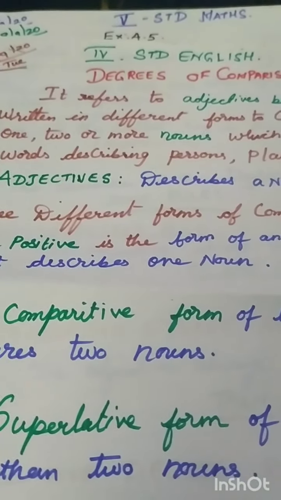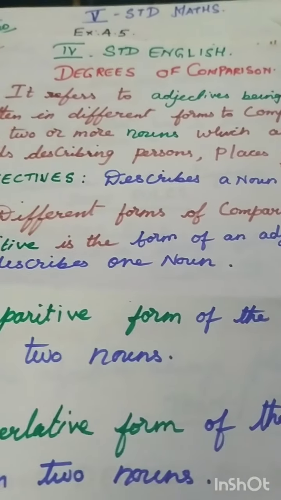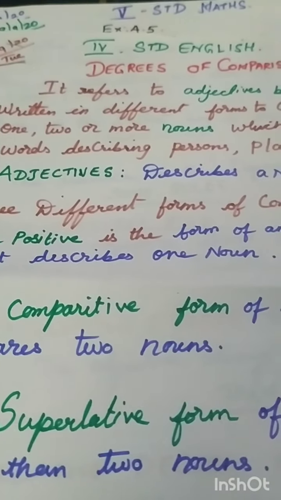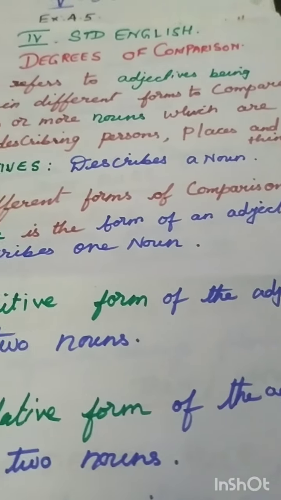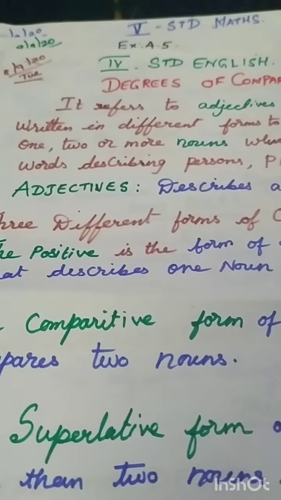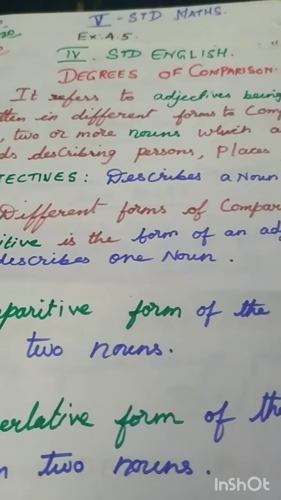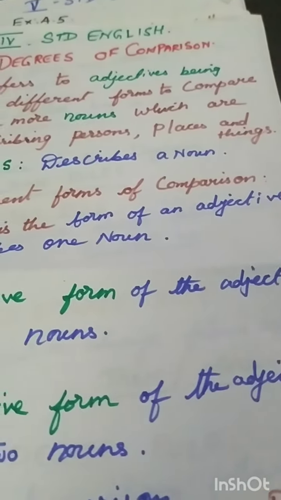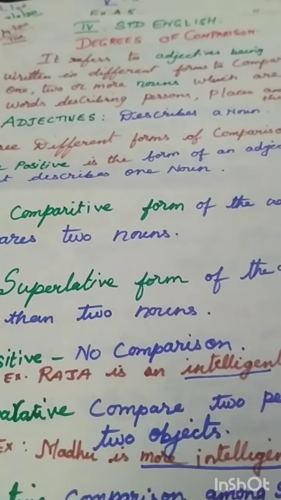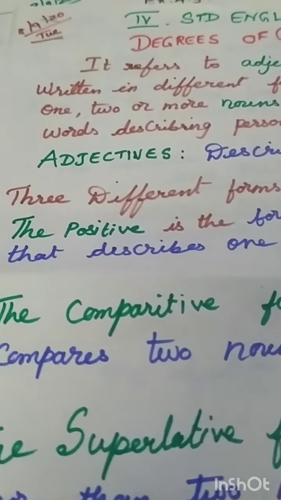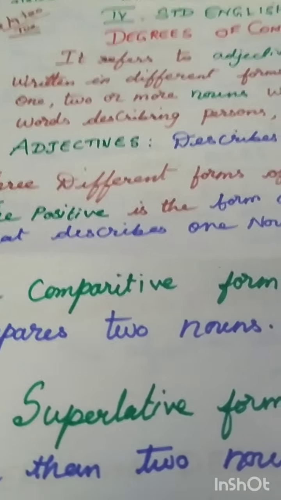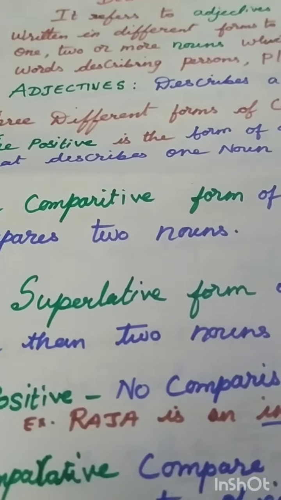Okay, so what are degrees of comparison? Let us see that. It refers to adjectives being written in different forms to compare one, two, or more nouns, which are words describing persons, places, and things. So that is, when it is comparing more than one or two, that will be adjectives. There are three different forms of comparison. The first one is positive, the second one is comparative, and the third one is superlative.